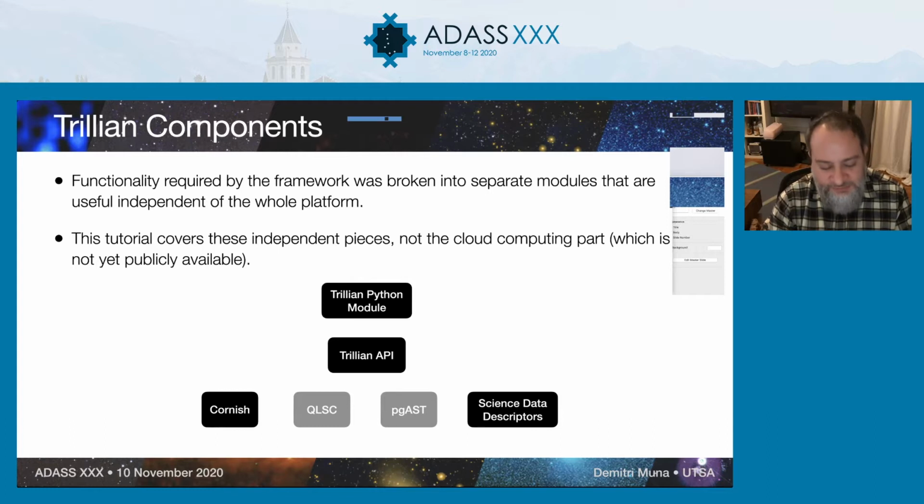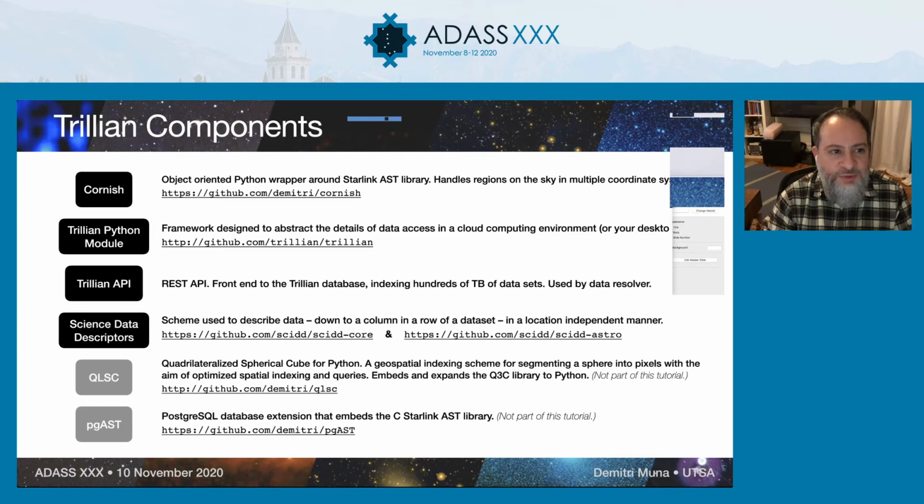A lot of people here are going to be familiar with Starlink, and specifically the AST library. This is a Python wrapper around that. There is one already, but it really exposes the C functions rather than a pure object-oriented package, which is what Cornish is, and it sits on top of that. The functionality that I'm using right now is its handling of regions on a sphere.